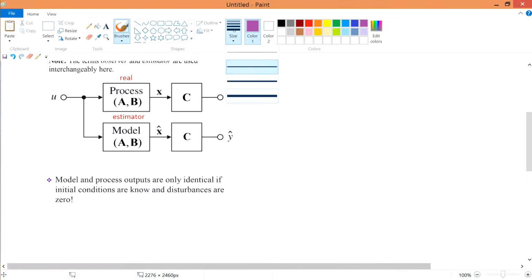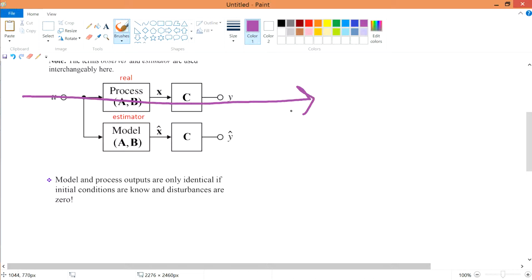Hence, in the next series of videos, we will discuss the open loop. As you can see, your U is going to input into your processor and output into your controller. And then you have a certain output from your controller. This is a one-way ticket, open loop.